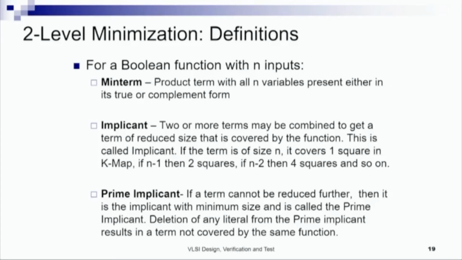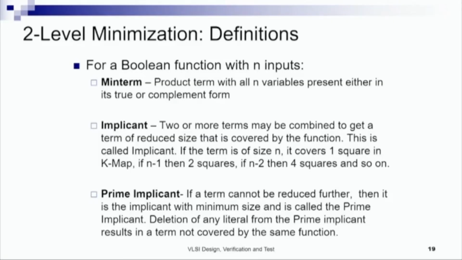Before proceeding further, we will understand a few basic definitions. First, the definition of a minterm. What is a minterm? A minterm is a product term in the sum of products expression, with all n variables present either in true or complement form. So a minterm is a product term where we have all the variables of the function present either in its true form or in its complement form.